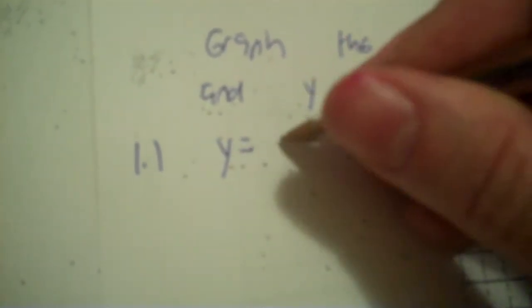Okay, here's your mid-chapter quiz review. There's 10 problems. The first one, you're graphing the equation using slope and y-intercept. Okay, number one's easy. It's going to be y equals negative 4x minus 2.